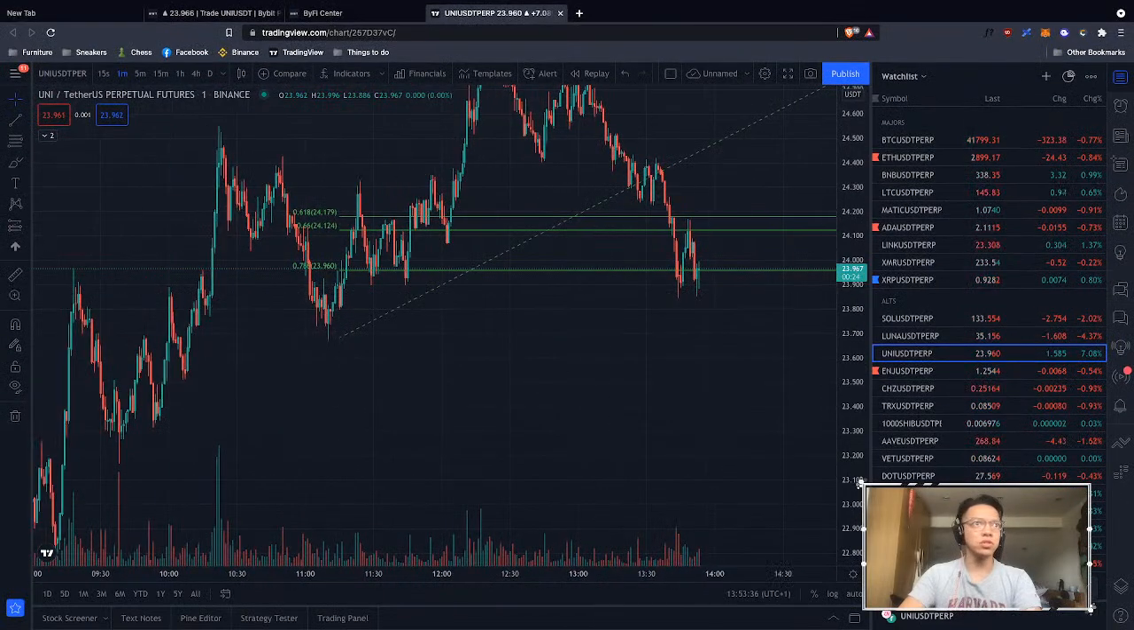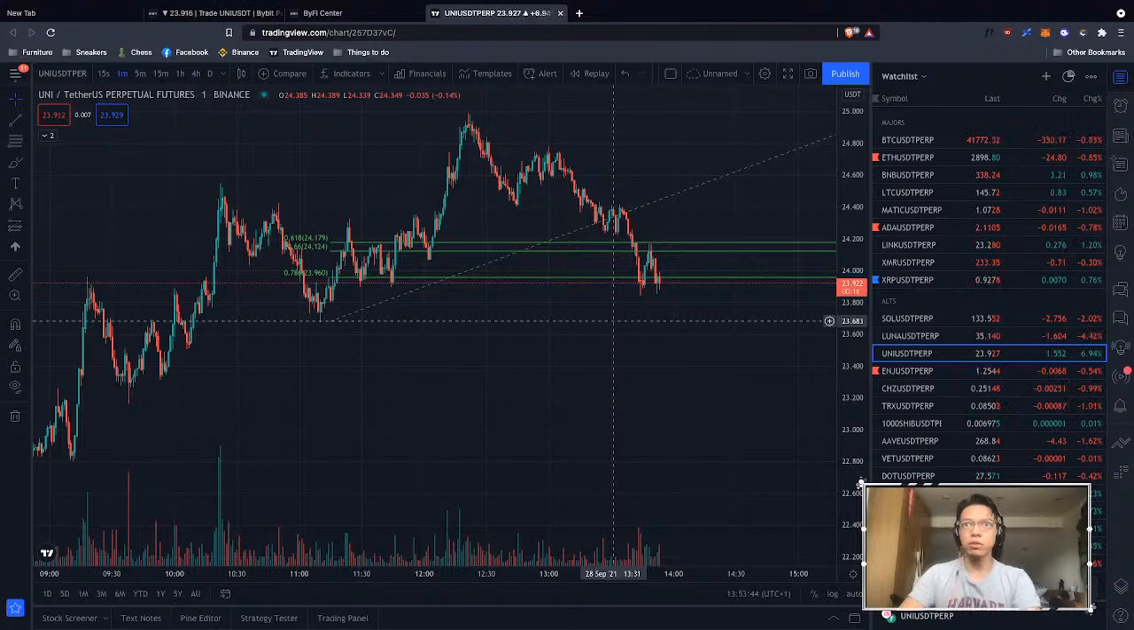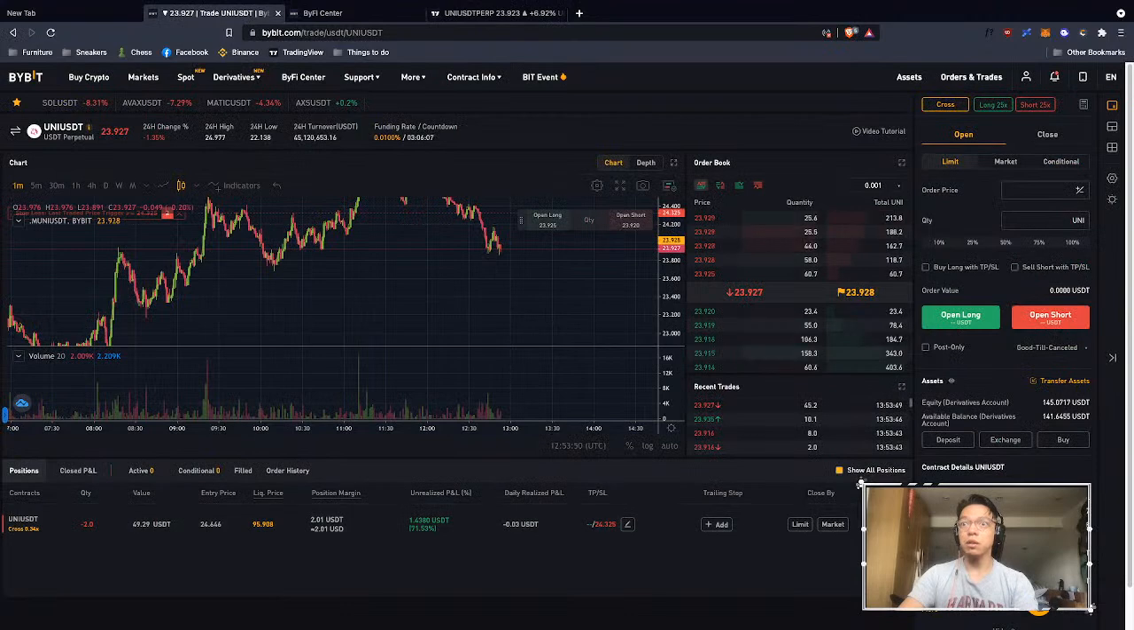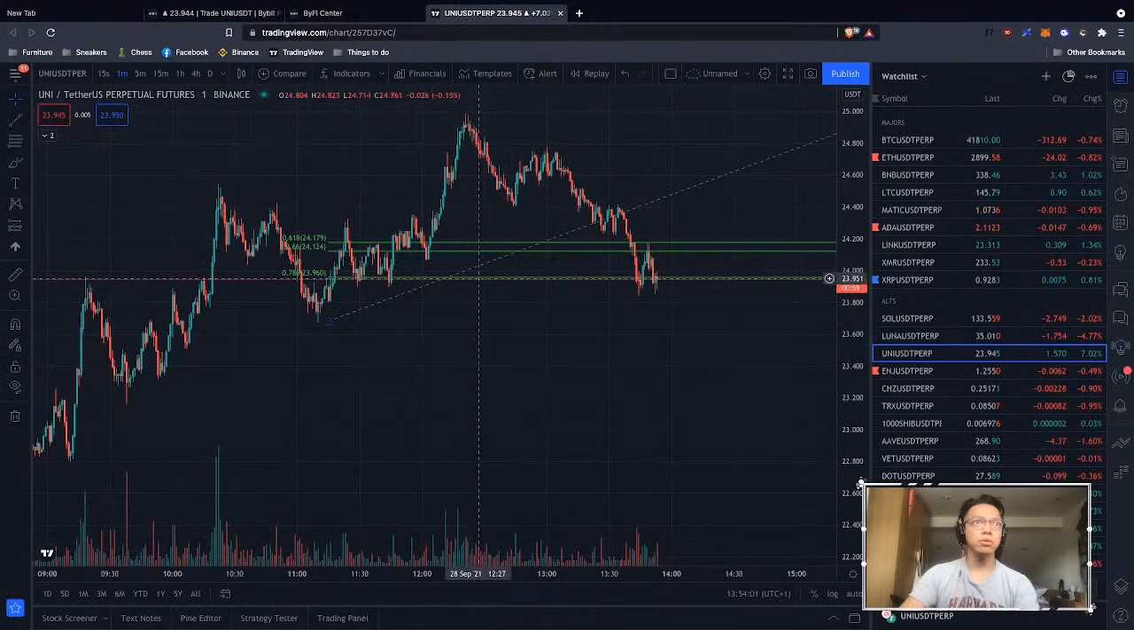If we look at this chart, this hold level right here, around 23,600, would be my first profit target. So let's actually, how do we do a limit close? I'm using the Binance chart to trade. 23,680. Let's close half the position there.